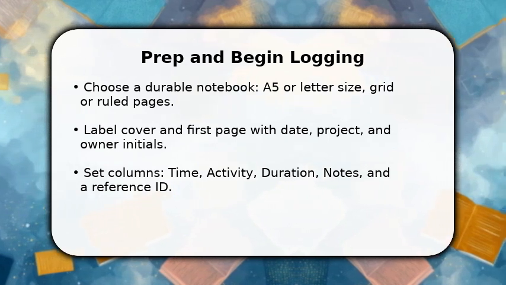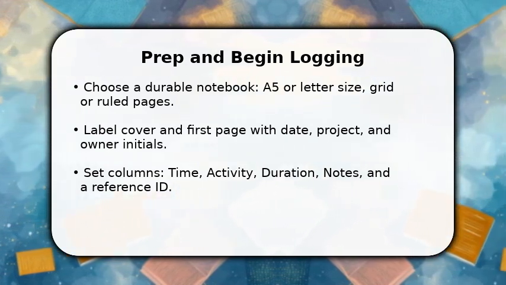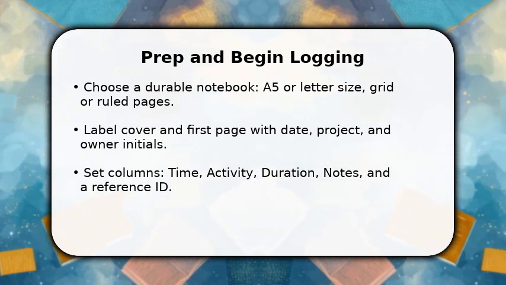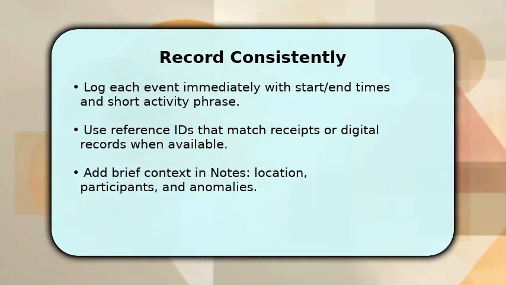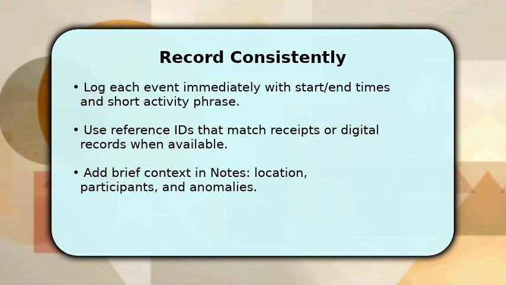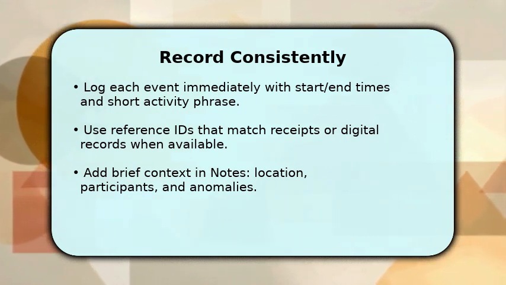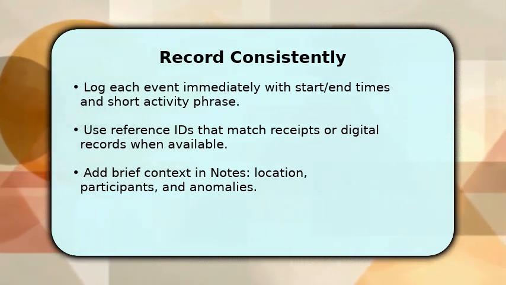to establish the habit. You should record entries as events happen. Don't rely on memory. When an activity starts, jot the start time and a concise description, then update with the end time and duration when finished. Make sure to reference any receipt or form with the ID column so you can cross-check later.